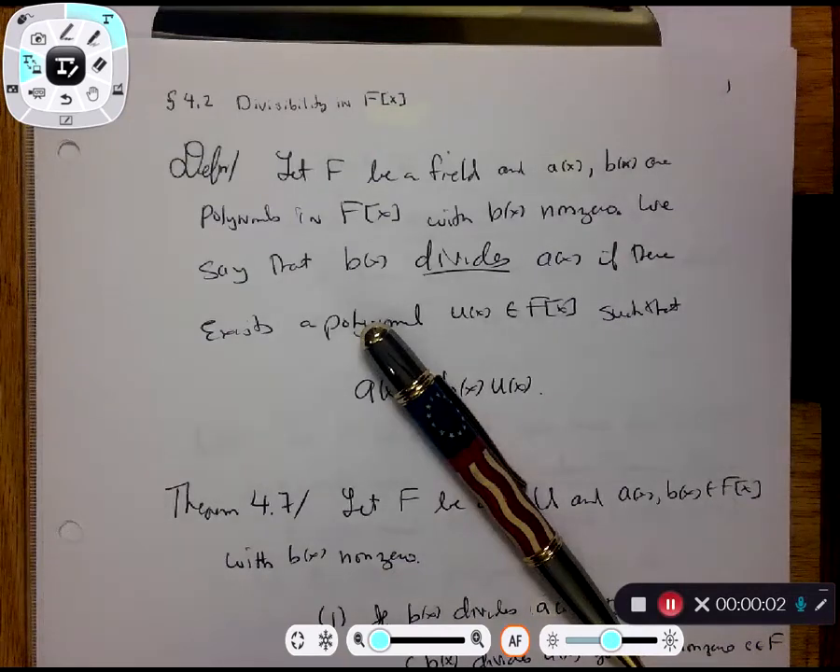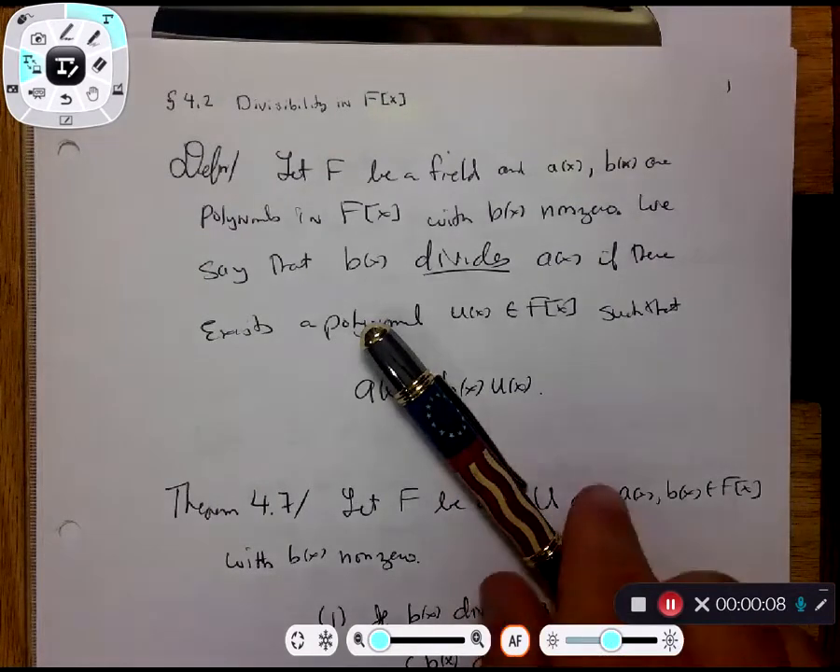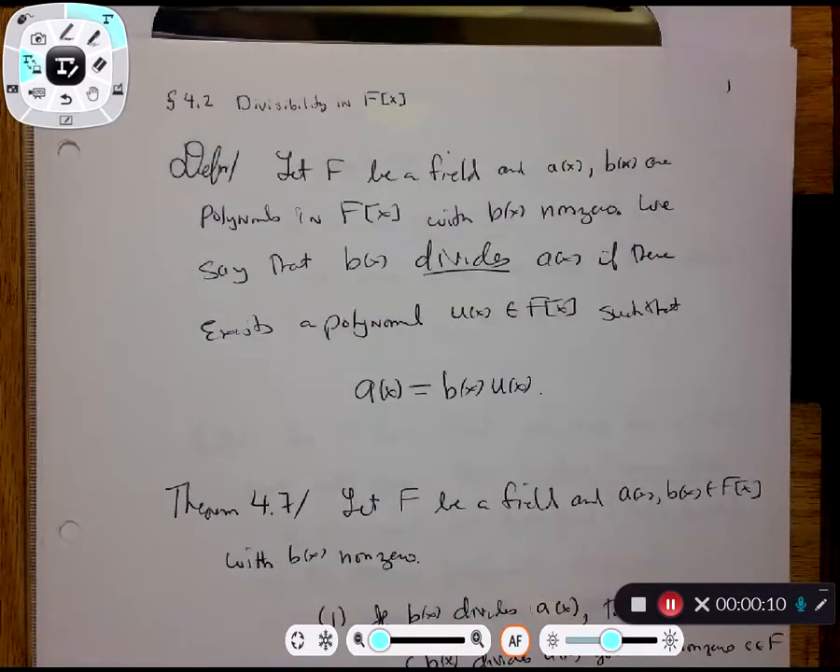Now we're in section 4.2, divisibility in F adjoined x. So again, as I mentioned before in the last video, pay very close attention to the pattern that you have in chapter 1 and 2. Where most people will mess up modern algebra is they didn't catch the pattern in chapter 1 and 2, so they've been lost the whole time and they'll never catch the pattern again. So it's the same pattern. Look for those patterns here.